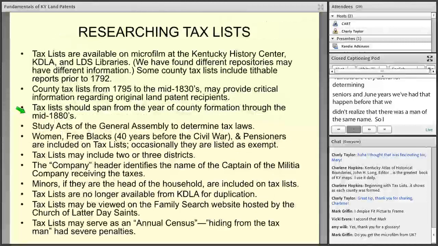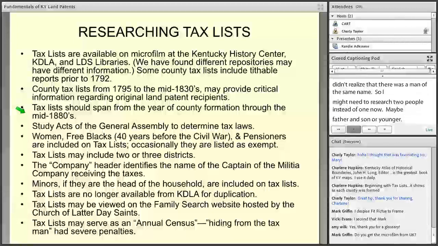Do you get that microfilm from UK? Is the question, or is it okay? Do you get the microfilm from UK? Thank you for the glossary. I'll see the judge hears about that.